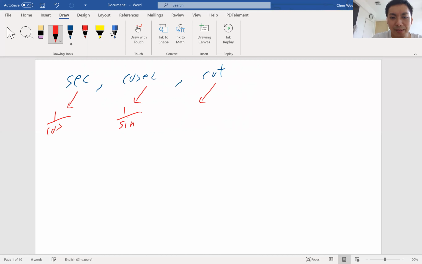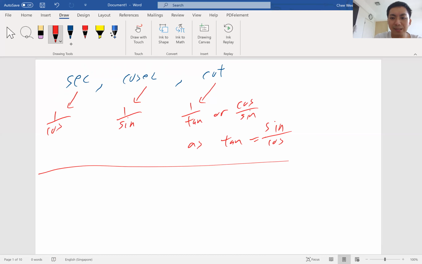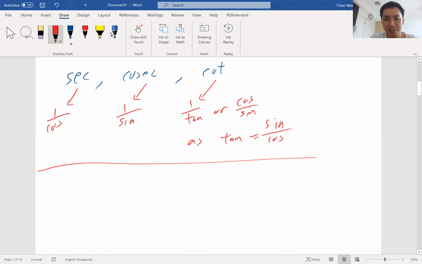Cotangent can be seen as 1 over tangent or cosine over sine. Depending on the situation, it will call for it, because tangent is simply sine over cosine. So 1 over tangent is thus cosine over sine. These are the 3 new trig ratios, secant, cosecant, cotangent, that you need to be aware of. But practically speaking, they are still built up from sine, cosine, tangent. So you are not learning anything new meaningfully anyway. Then this was secant, cosecant, cotangent.